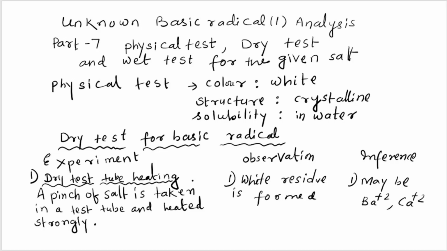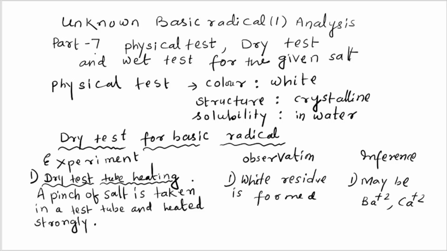And this is unknown basic radical 1. How can you do the given salt analysis? Suppose this radical number is 1 and this is a basic radical. And how can you do the test? First you will do the physical test, then you will do the dry test, and after that the general procedure for the salt, that is the wet test, general procedure. Then we will do the last one, the confirmatory test. One by one we will proceed.